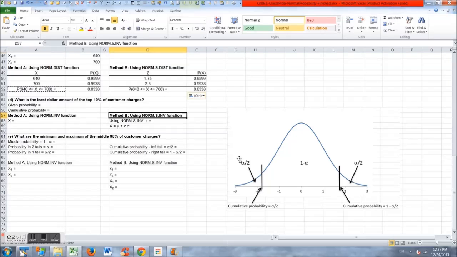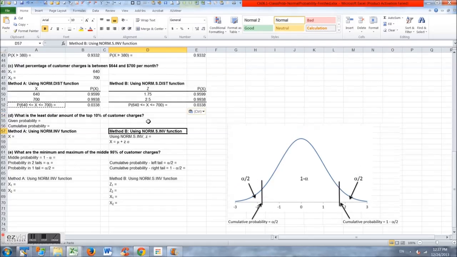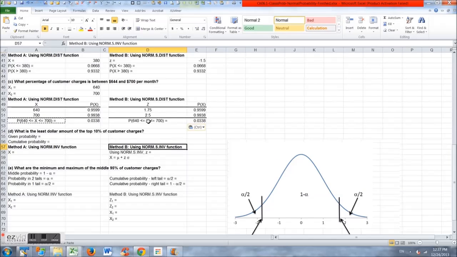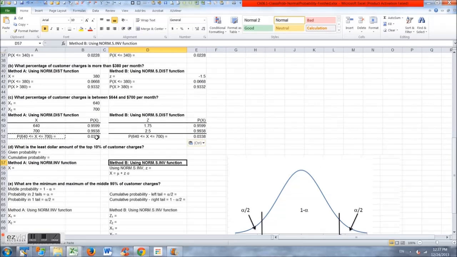Whereas if you use norm.s.inv, you'll get the z value, like how you would use the normal distribution table. And then once you have the z value, you have to calculate the x value yourself by using a formula like that. For both norm.inv and norm.s.inv, what we have to provide is a cumulative probability. So you have to make sure that whatever probability you want is first converted into a cumulative probability.